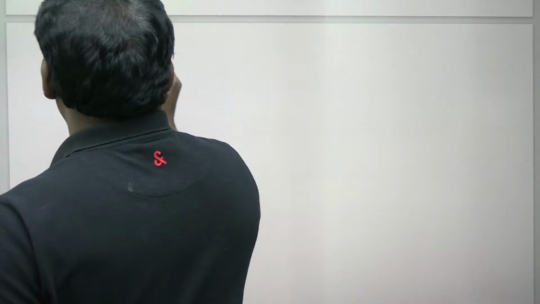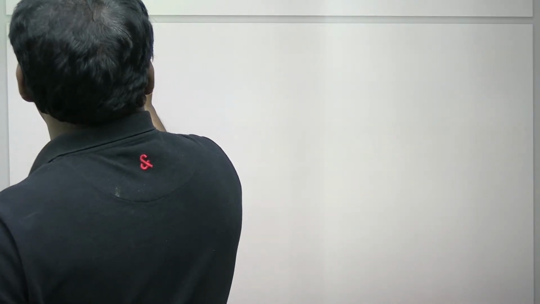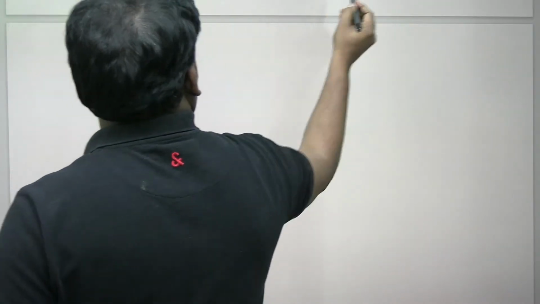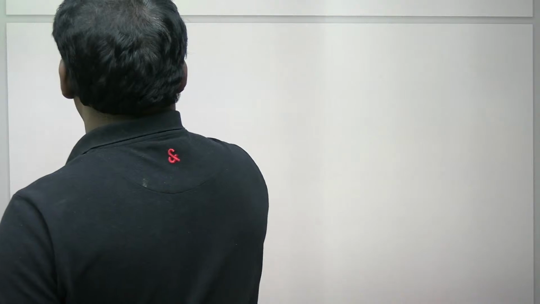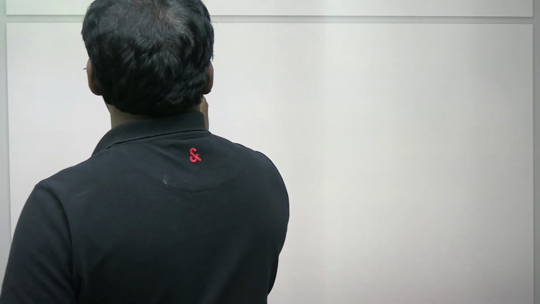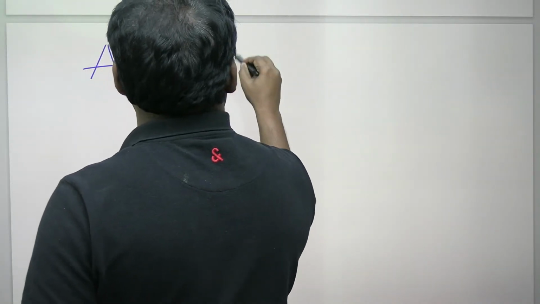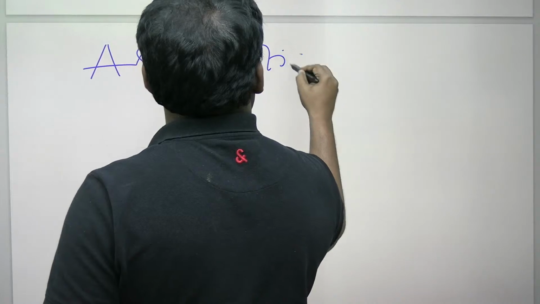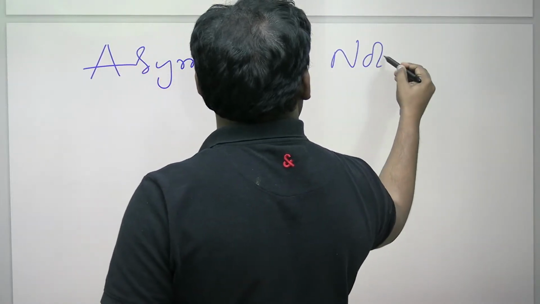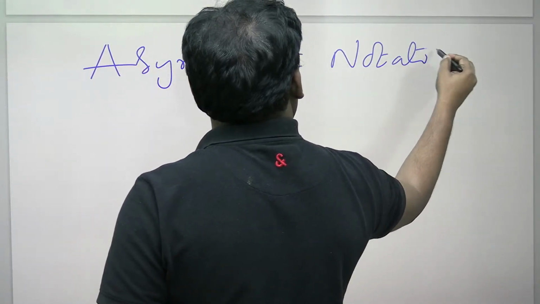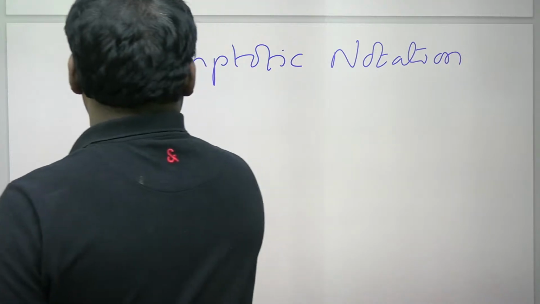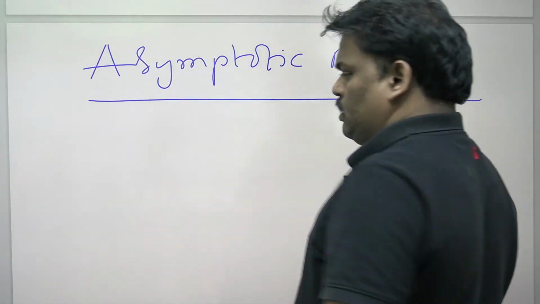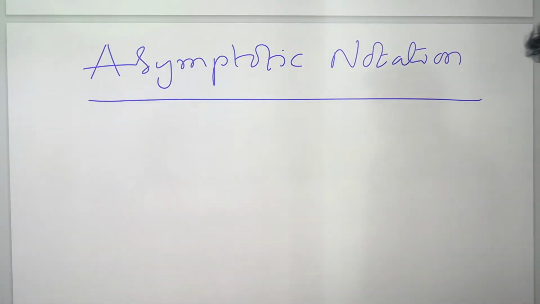Write down now the next topic: Asymptotic notation. This is the next topic, asymptotic notation.